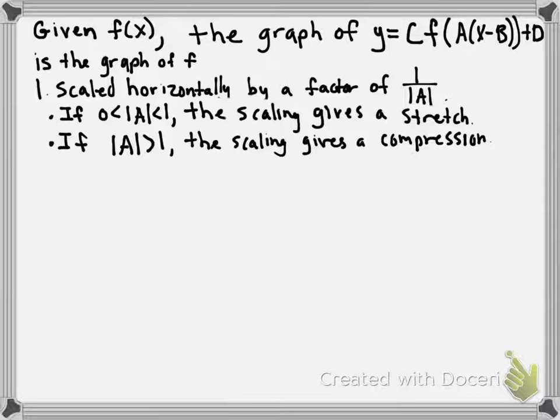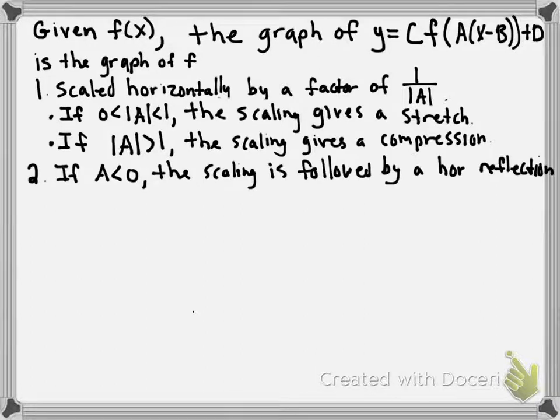If the absolute value of a happens to be between 0 and 1, the scaling is going to give a stretch. And if the absolute value of a is greater than 1, the scaling actually gives a compression. Step number 2, if in addition the value of a is less than 0, the scaling is followed by a horizontal reflection. In that case, you would multiply all the x coordinates of the graph by -1.